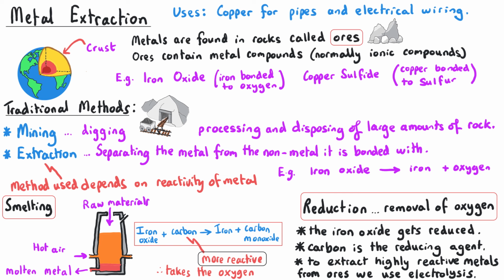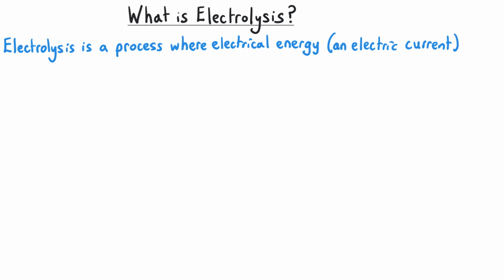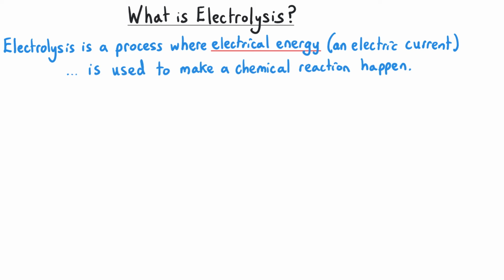And in this case, when we have metals that are highly reactive, high up the reactivity series, we have to use electrolysis. Electrolysis is the name for the process where we use electrical energy, or we might say we use an electric current, to make a chemical reaction happen.